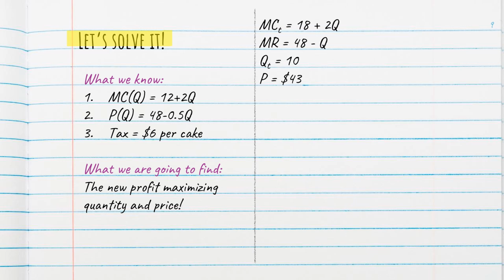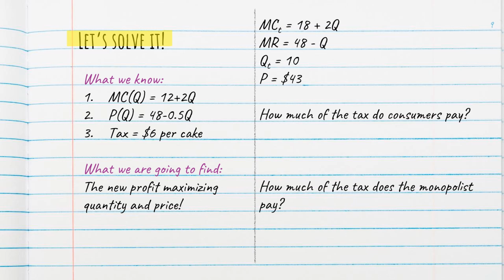So we know a lot. We found our marginal cost, our marginal revenue, profit maximizing quantity under the tax, and our price. Now we have two more questions we're going to answer. How much of the tax do consumers pay, and how much of the tax does the monopolist pay? In order to fully understand the answer to this question, we have to remind ourselves that when there is no tax, the price is $42. And then really this is kind of a conversation that we have in our head to remind us what math to do. I don't recommend memorizing any formulas, instead conceptually understanding what's going on.